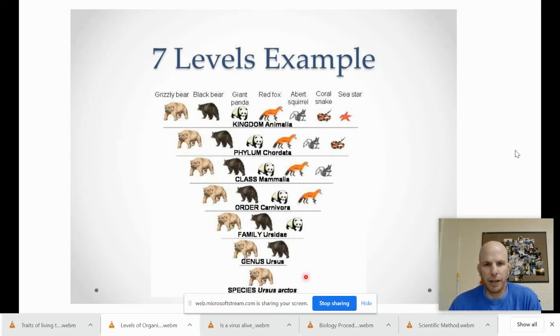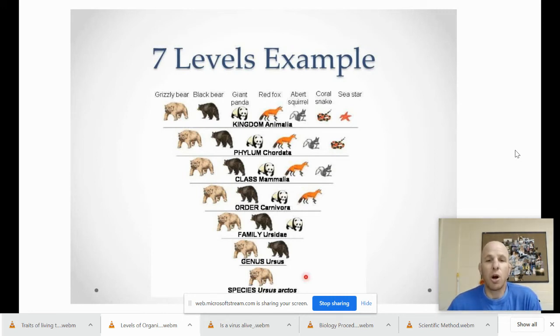Looking at these bears. Okay, well, at the Kingdom Animalia, I have bears of all kinds, but I also have foxes, squirrels, snakes, sea stars. They're all animals. They all fit in. Well, now when I go down to Phylum Chordata, what do we take out? Well, the sea star is taken out because it doesn't have a backbone. Let's go down one more level, the mammals. Well, just like we did with humans a minute ago, I can take out the snake because it's not a mammal.